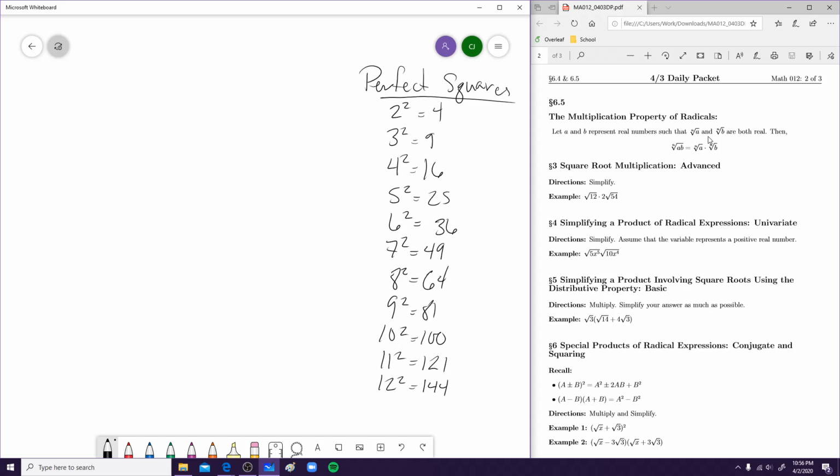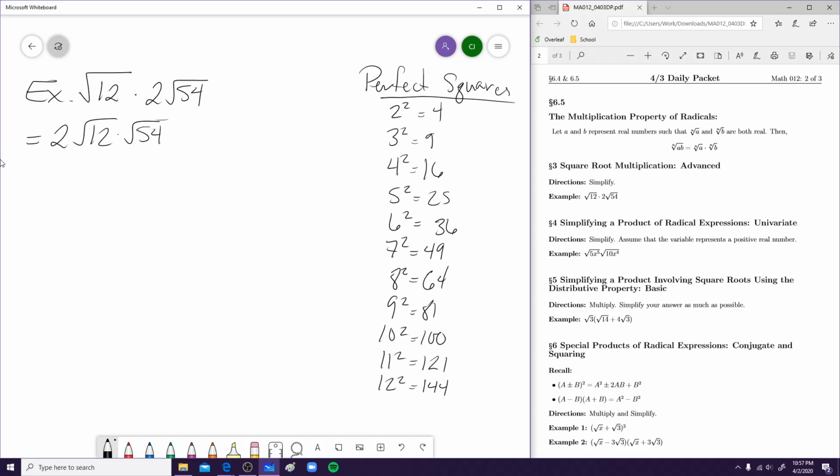Now let's start with section 3. Example, and it says to simplify: we want to simplify the square root of 12 times the square root of 54. So first thing, what I want to talk about. When you multiply, let's take this 2. Since it's commutative, I can move this 2 over to the front. And so 2 square root of 12 times square root of 54.